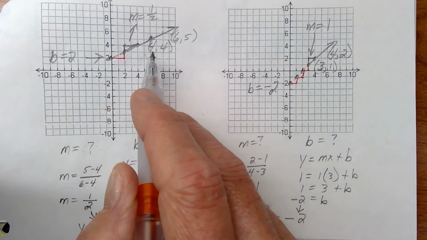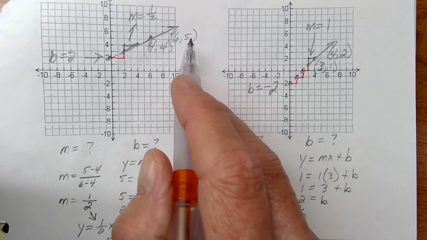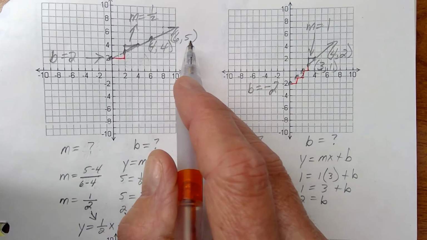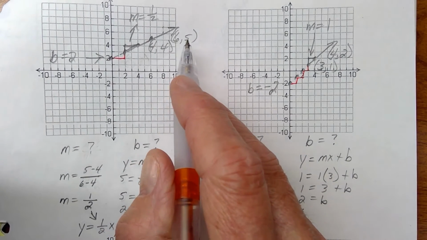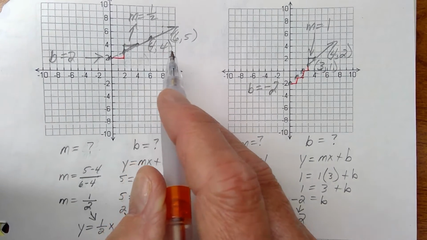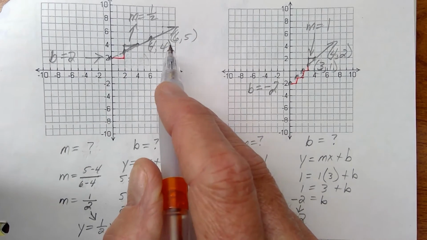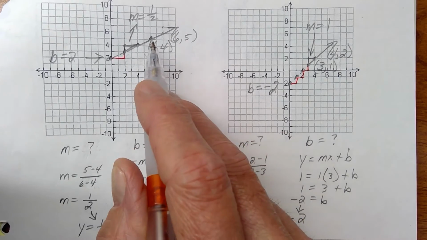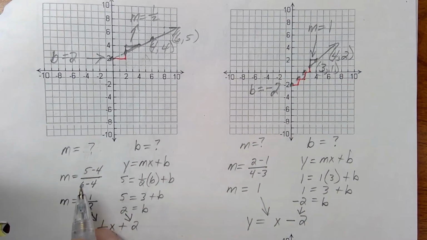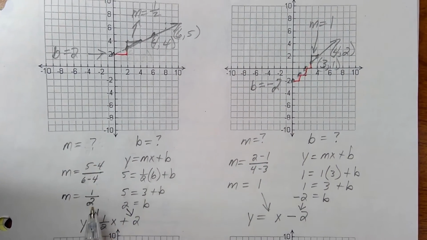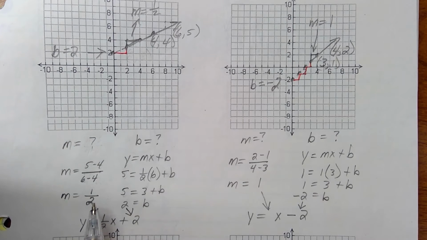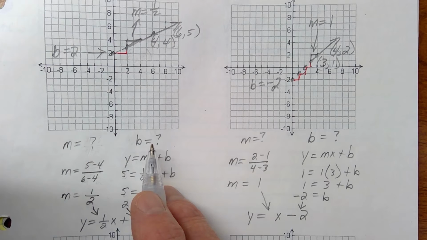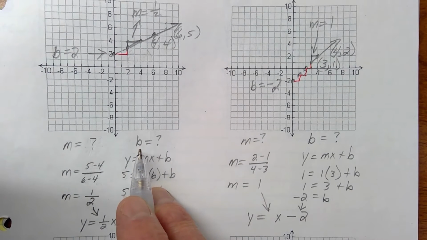But without a graph, without a picture, how do we find the slope? We do the change in y over the change in x. So I'm going to start with the 5. This is x, this is y, this is x, this is y. And I'm going to go y minus y over x minus x. So 5 minus 4 over 6 minus 4 works out to 1 over 2, or you can use 0.5 if you like.